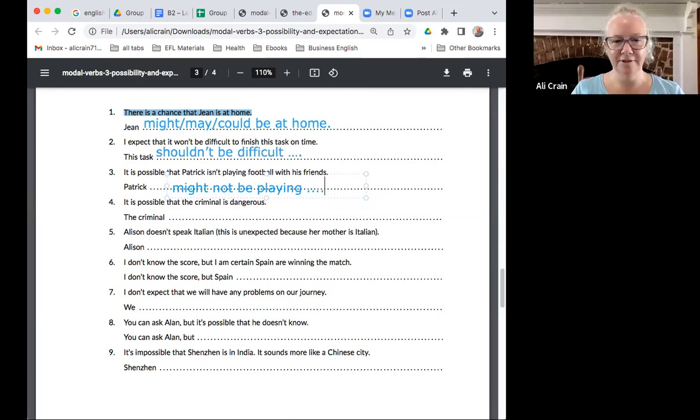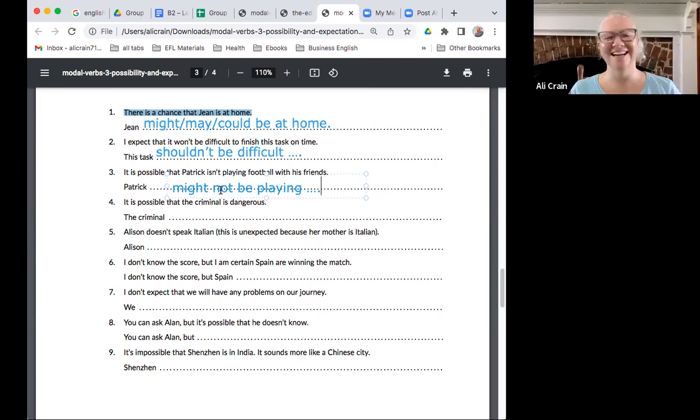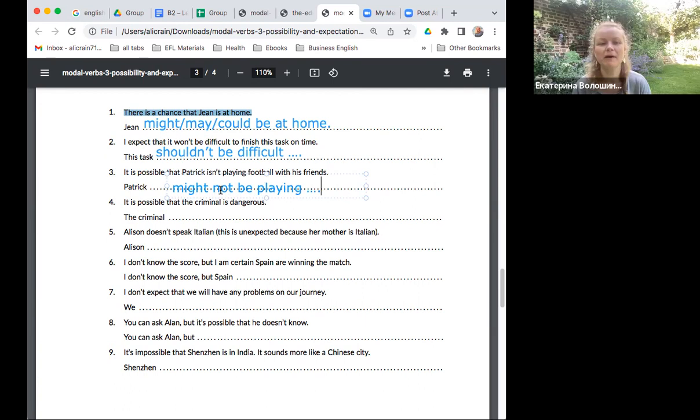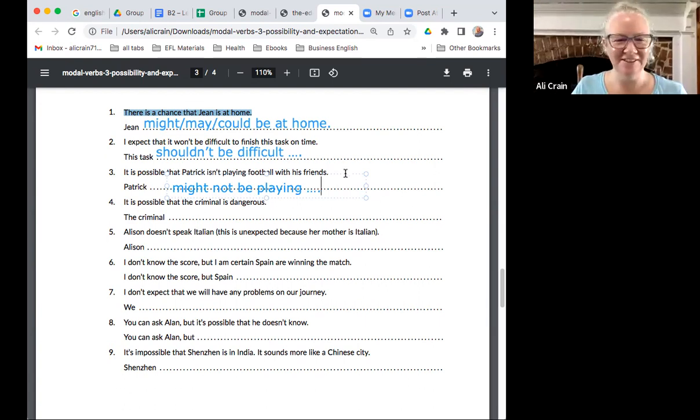Yes, good. And what other option could we say instead of might not? Shouldn't? Couldn't be? Can't be. Patrick can't play. Or may not. May not is another option that we could use. Yes. All right. Perfect.